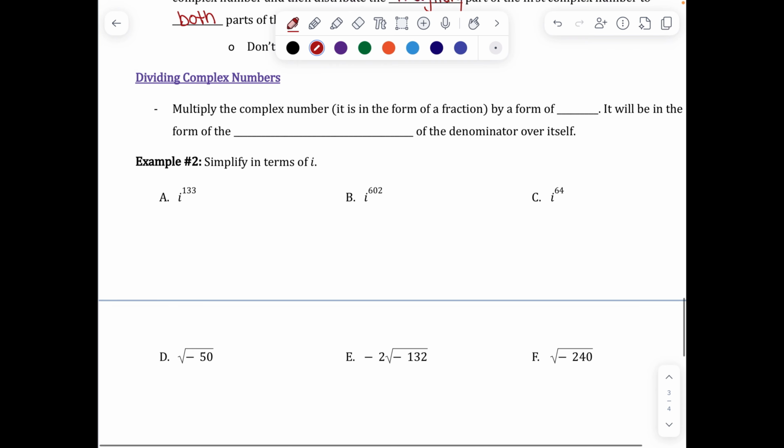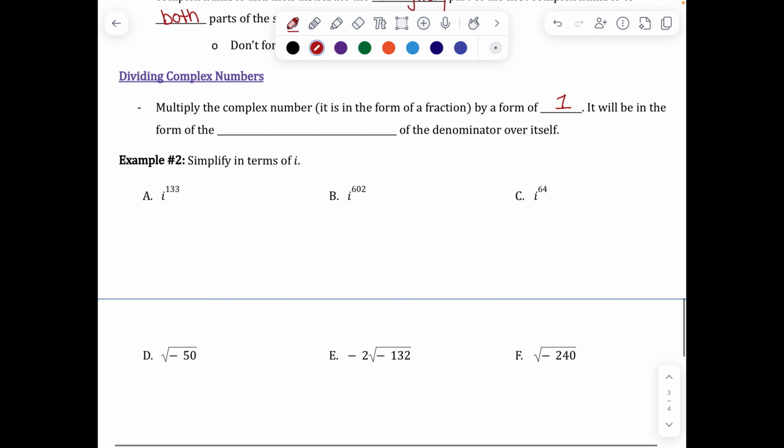When we're dividing complex numbers, we want to make sure we multiply the complex number, when it's in the form of a fraction, by a form of 1. It will be in the form of the complex conjugate of the denominator over itself. So basically we want to take the complex conjugate of the denominator and multiply our numerator and denominator by both of those.